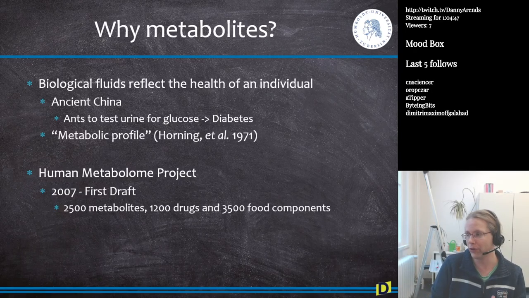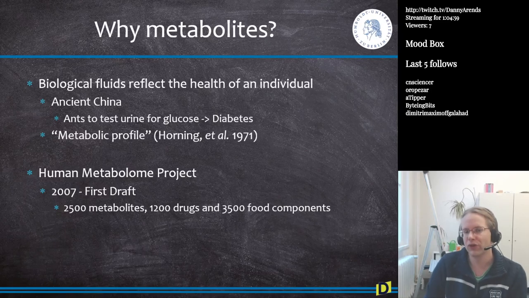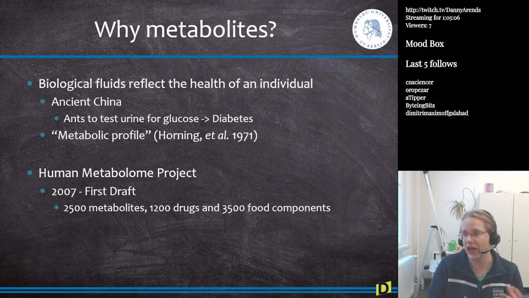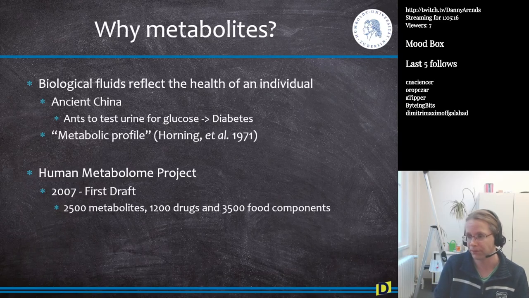So if the urine of a patient attracts ants, then you can be sure, or relatively sure, that the patient is diabetic. So Herning et al. in 1971 created something which is called the metabolic profile, right? They say that any disease or any change in the health of an individual is reflected in the metabolome, so in the composition of all of the metabolites that you have in your body.